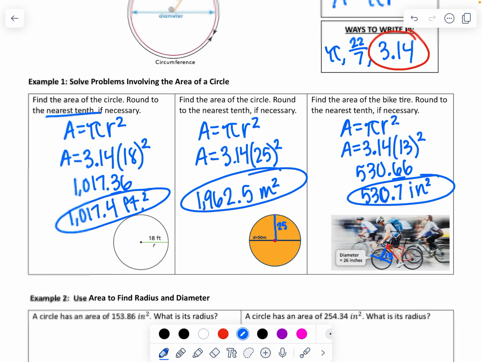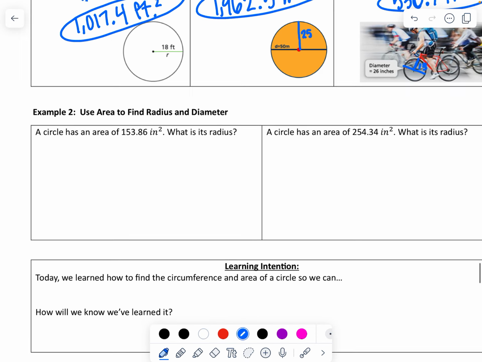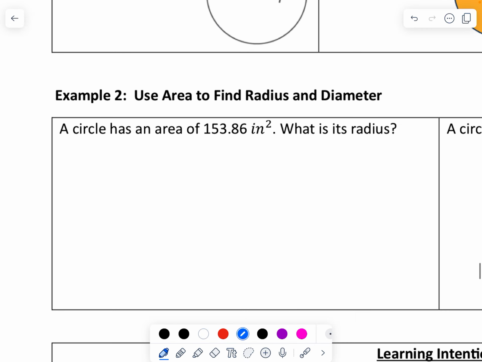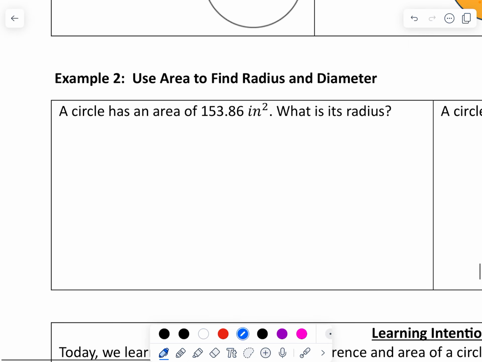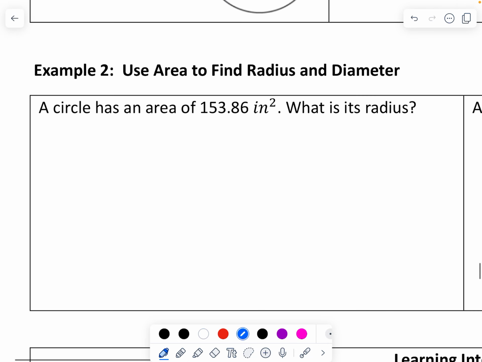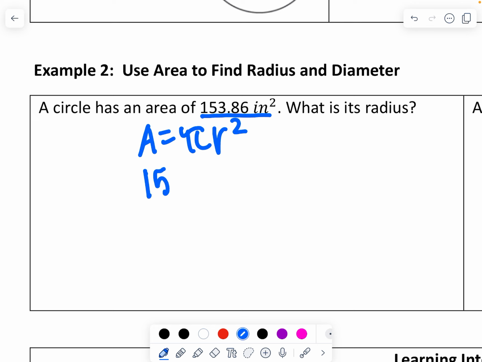On these last two, they are giving us the area, and we have to either find the radius or diameter. It looks like radius on both. So we're using our same formula, A equals pi r squared, but instead of trying to find the area, we need to find the radius. So it says a circle has an area of 153 and 86 hundredths inches squared. What is its radius? So it gives us the area. So we're going to plug that into our formula.